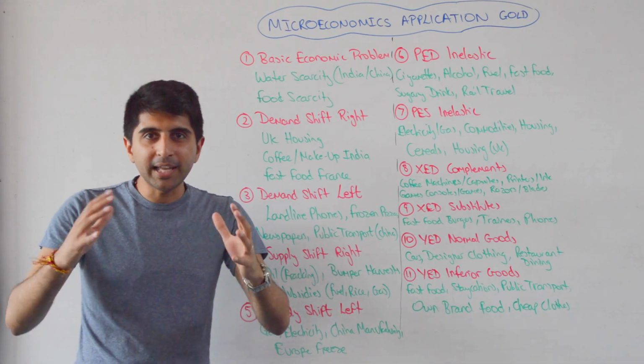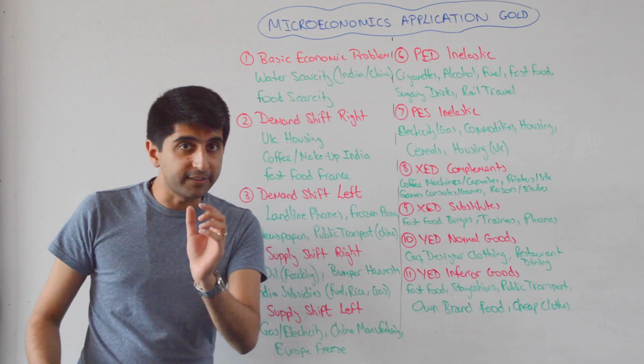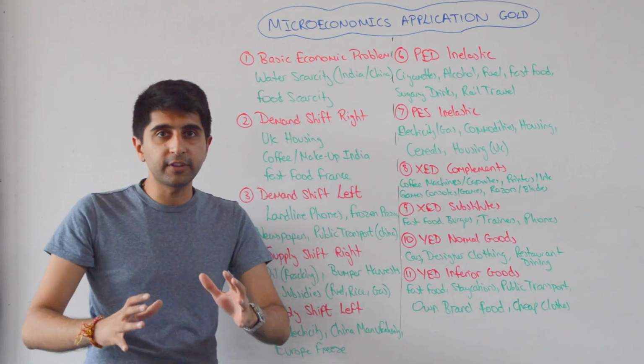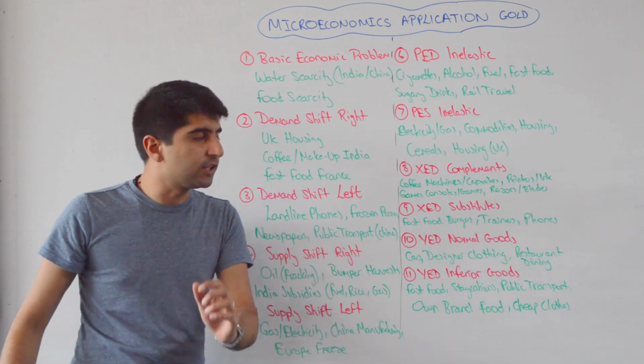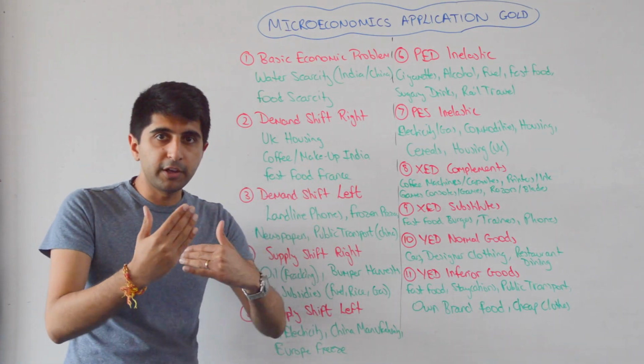Let's start by looking at markets and all the stuff around markets. When it comes to the basic economic problem, you're looking at scarcity. Water scarcity in India and China, big issues. You've also got food scarcity issues around the world. Great to use in your essays. Demand shift right. Let's look at all these curves. Demand, supply and shifting both ways.